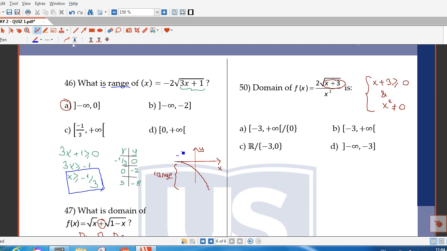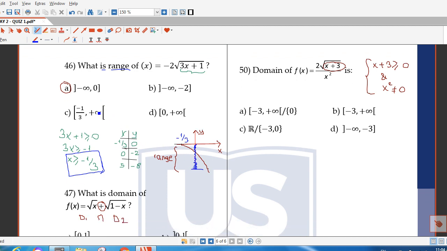So if I use the given values, I am going to get a graph like this. And don't forget, range is related with the y, and the graph will be drawn by using these numbers on y. So from -∞ to 0 is the answer.